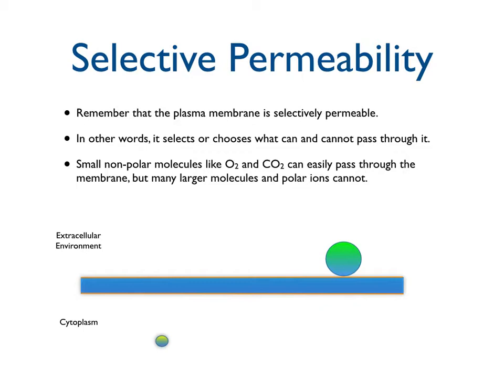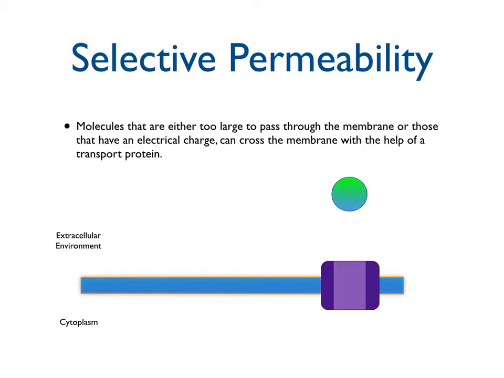Although glucose can't enter the cell by passing directly through the plasma membrane, this doesn't mean that it can't enter the cell. Molecules like glucose that are either too large to pass through the membrane or that have an electrical charge can cross the membrane and thus enter the cell with the help of a transport protein embedded in the membrane. So as you can see, the structure of the plasma membrane allows it to be selectively permeable.